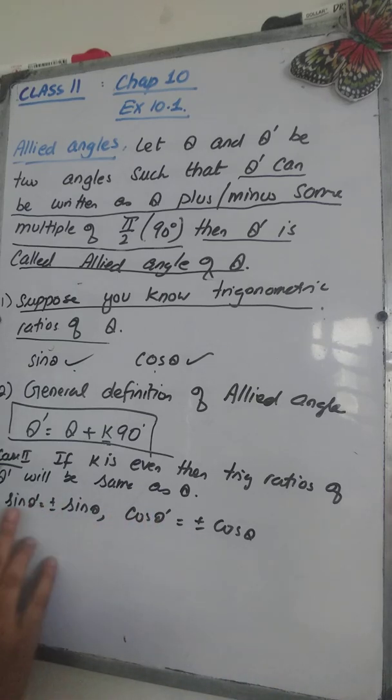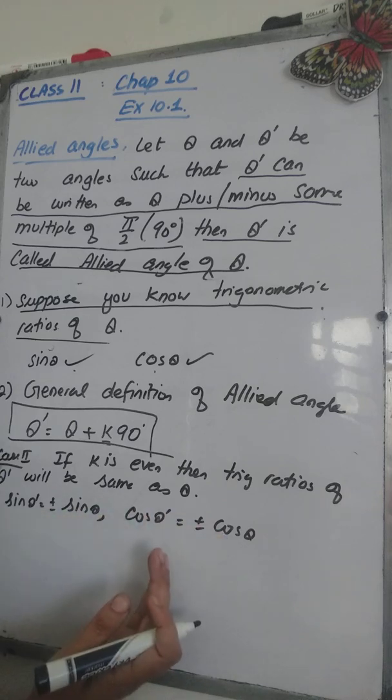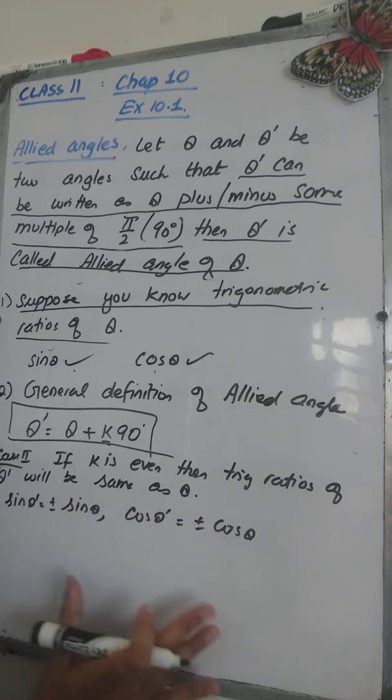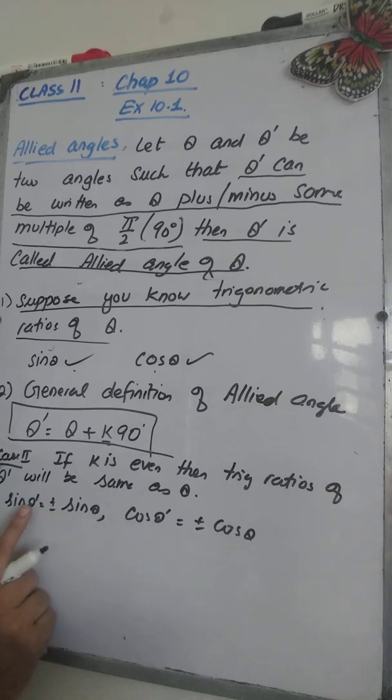The ratio will remain the same. Sine will go to sine, cos to cos, tangent to tangent, cotangent to cotangent, secant to secant, cosecant to cosecant. And the sign we are going to decide with the help of the quadrant in which theta dash will lie.